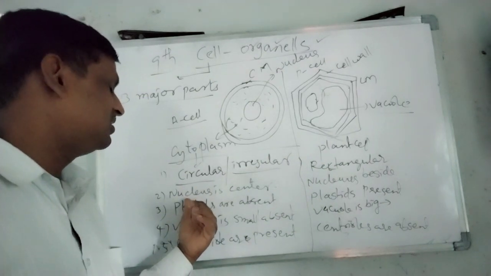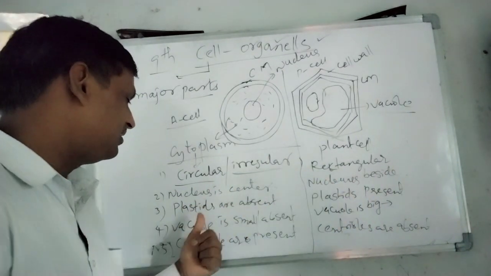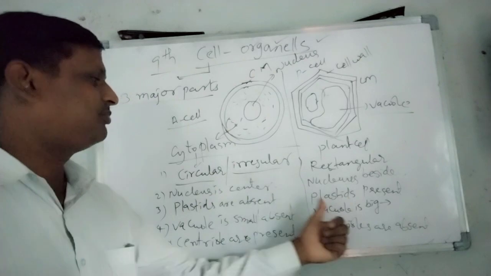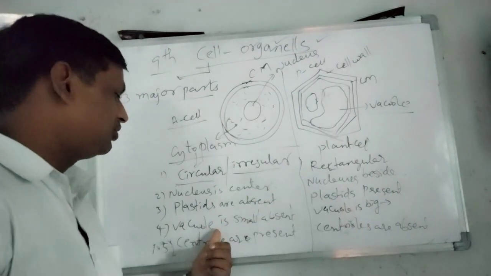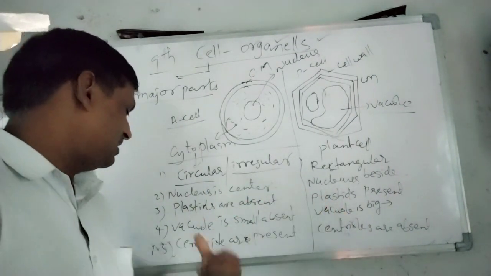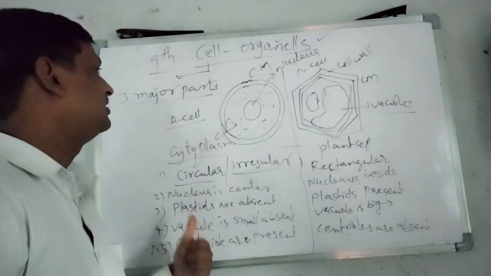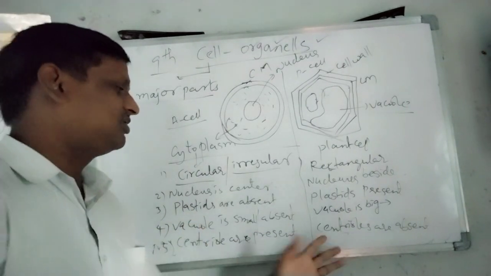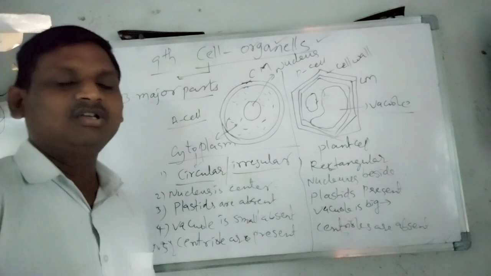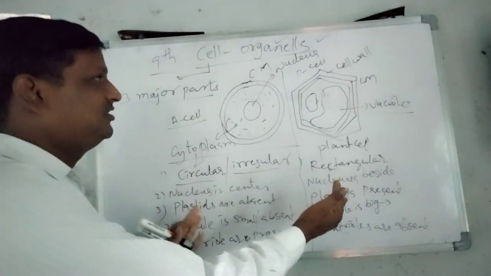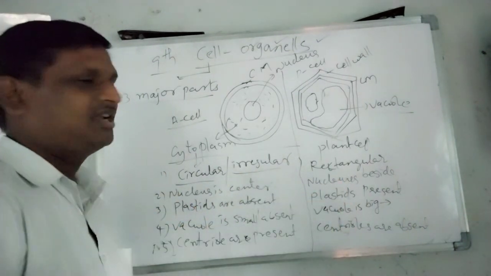So the major differences between the plant cell and animal cell: circular, rectangular. This nucleus is in the center; here the nucleus is just beside it. Plastids are absent here, but plastids are present there. Then vacuole is small here; here vacuole is big. And centrioles are present in the animal cell, but centrioles are absent in the plant cell. So this is about the differences between the plant cell and animal cell.